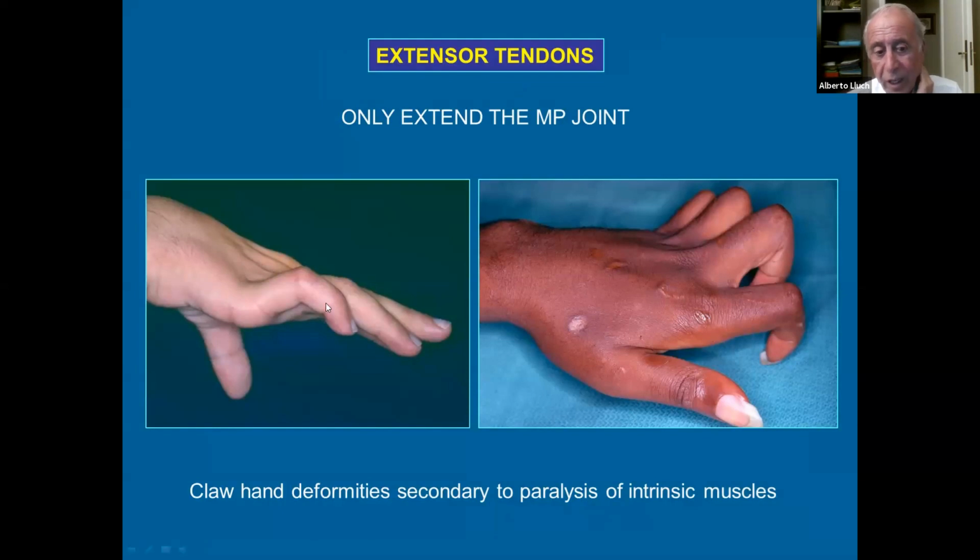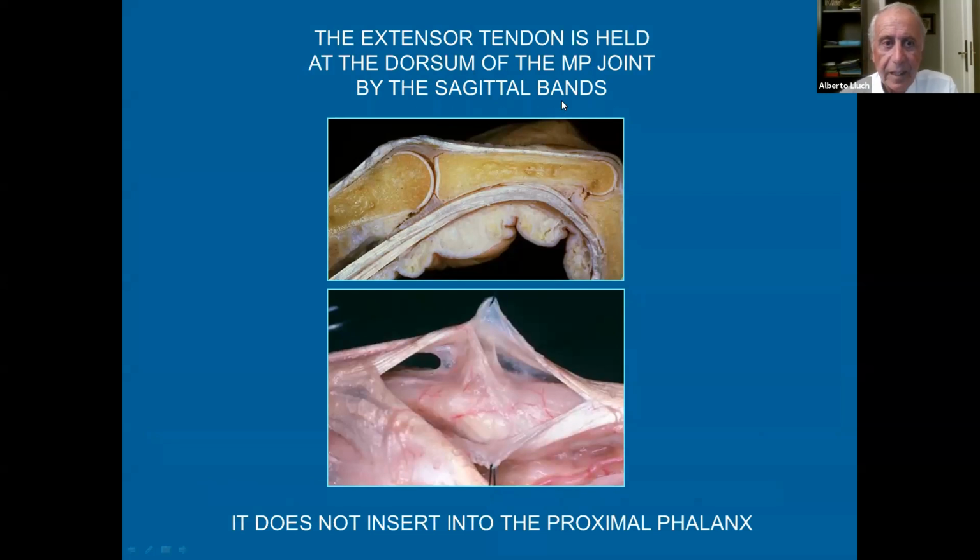As we can see when we have a claw deformity of the hands with a palsy from the ulnar nerve lesion or median and ulnar nerve lesion. And here we can see the action of the extensor tendons, extension of only the MP joints, because they don't have intrinsic muscles because of the nerve lesion. The extensor tendons are held at the dorsum of the MP joint by the sagittal bands, but they do not insert into the proximal phalanx.